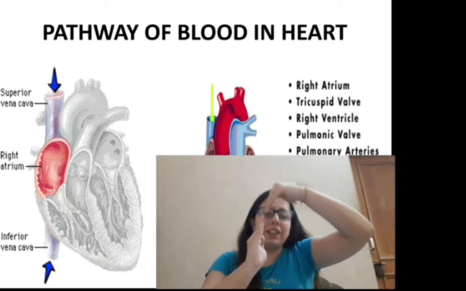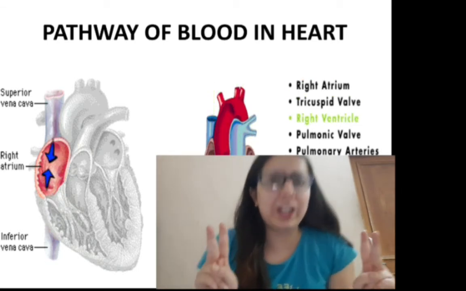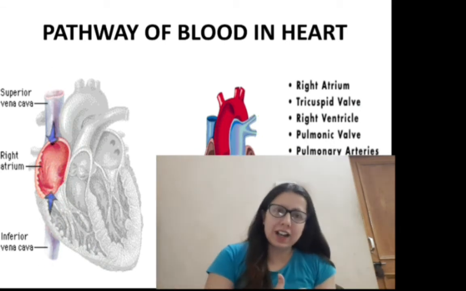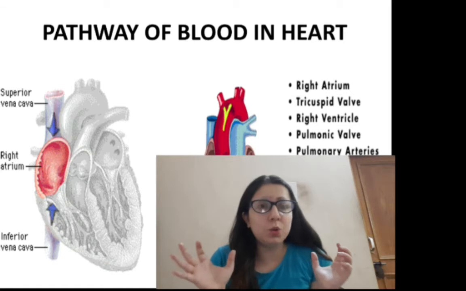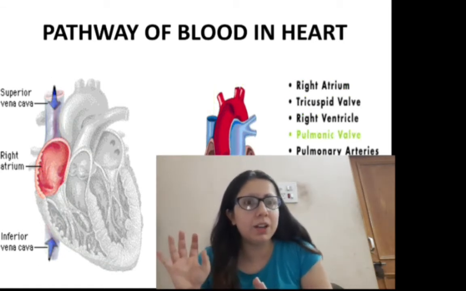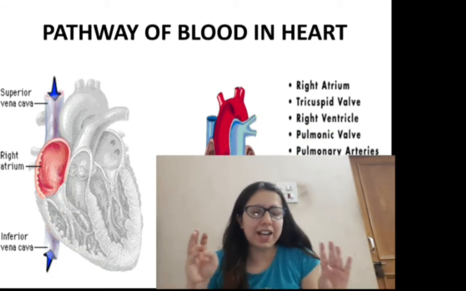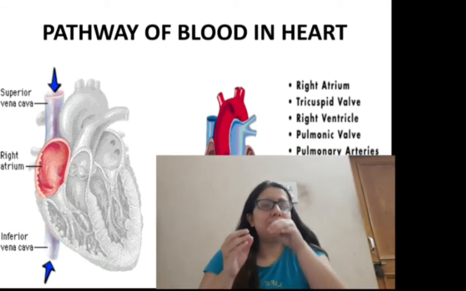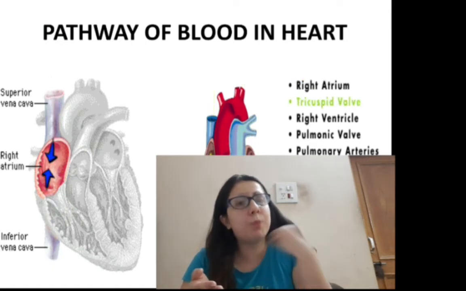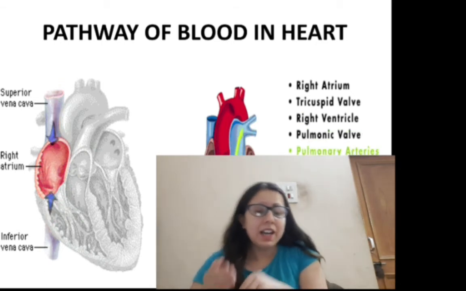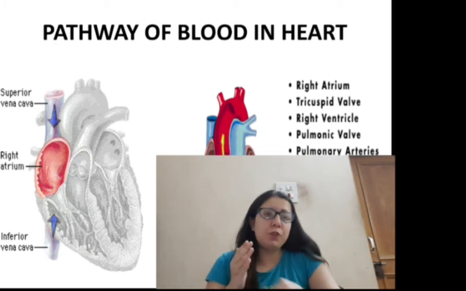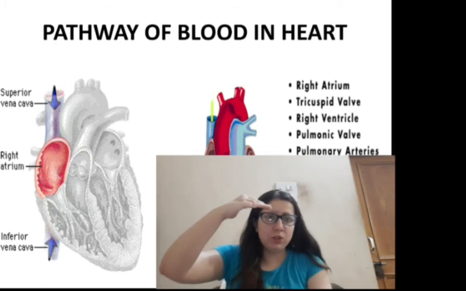Blood enters the heart through the 2 large veins known as the superior vena cava and inferior vena cava, right? They empty the oxygen poor blood, that is deoxygenated blood, into the right atrium, right? That right atrium, which contains this oxygen poor or deoxygenated blood, then moves to the right ventricle down, right?